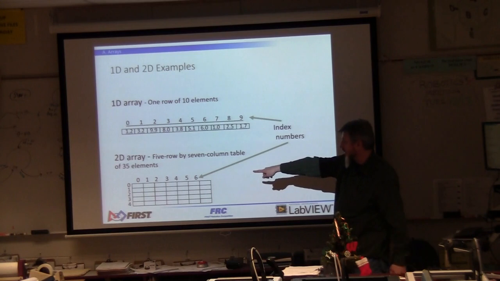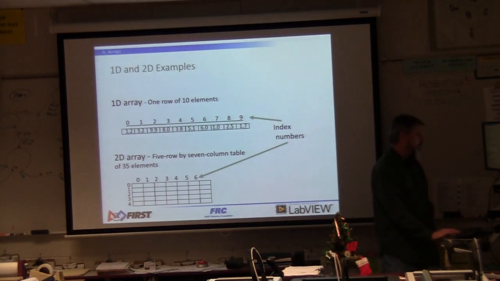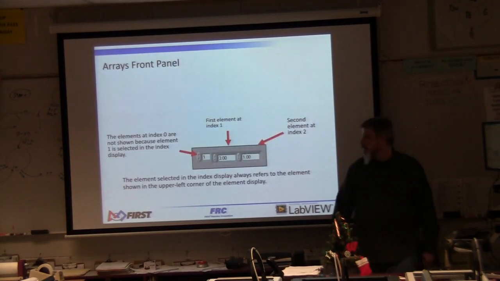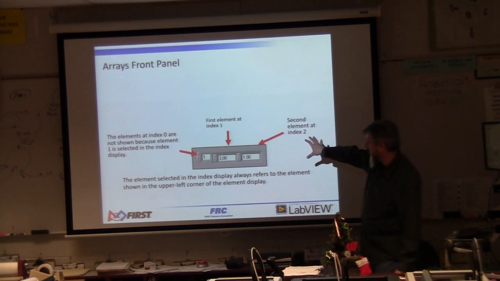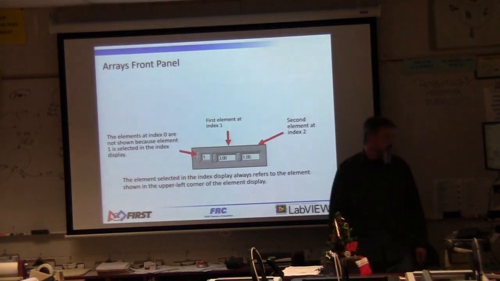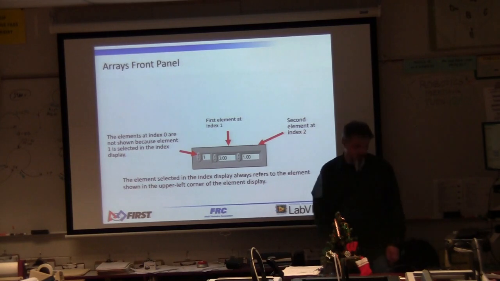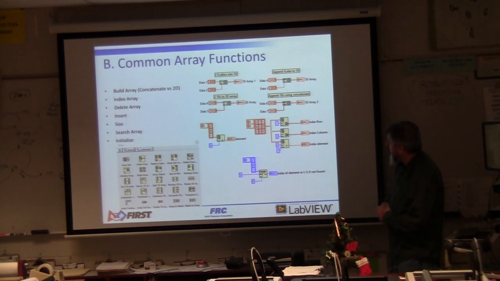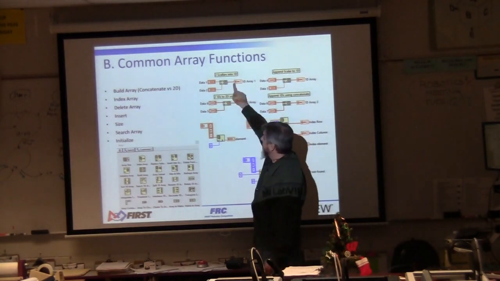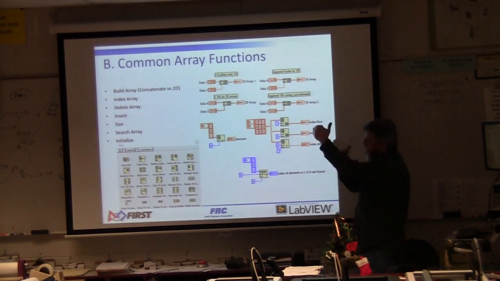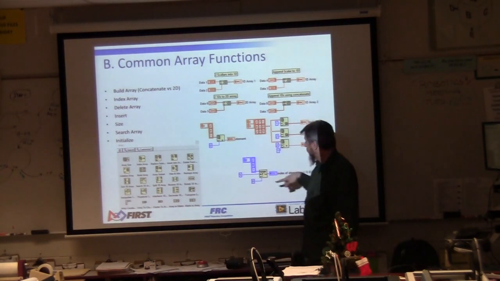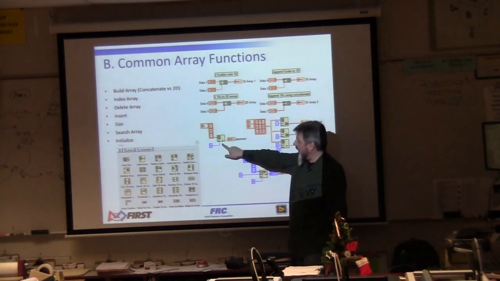You can also create a 2D array. We don't deal with them too much, so I won't go into them. On the front panel, we identify the item by the little index marker there. And there's lots of array functions. This allows you to build an array programmatically, add items to an array. What else we got? We build 2D arrays. This allows us to pull elements off an array.